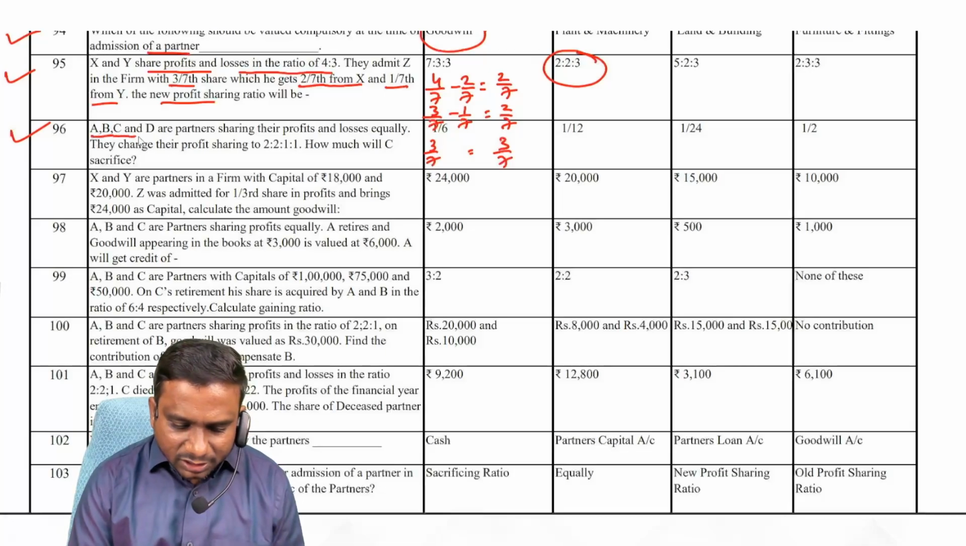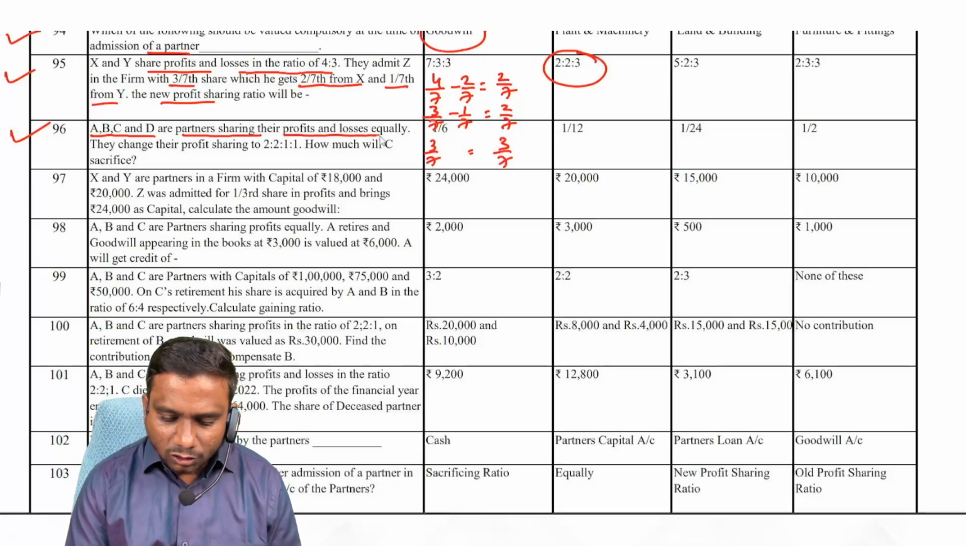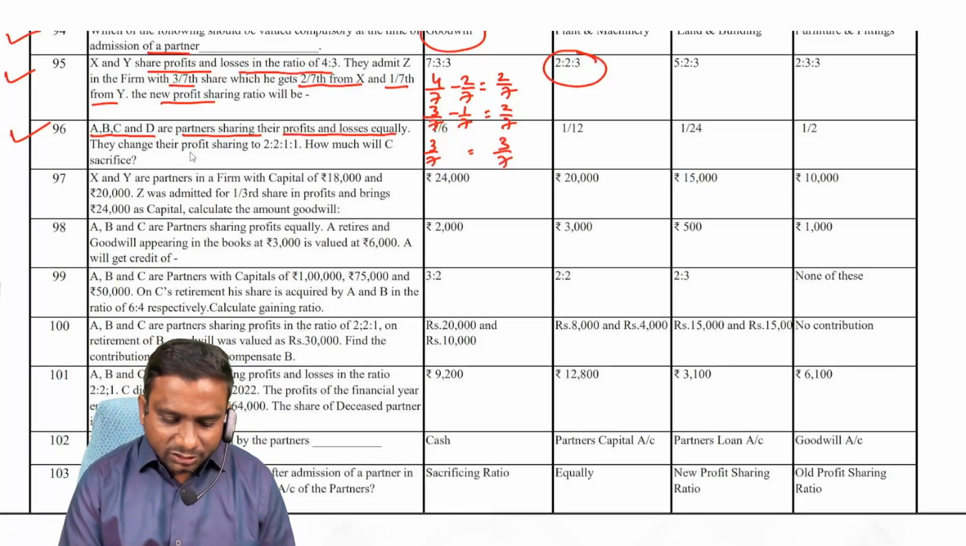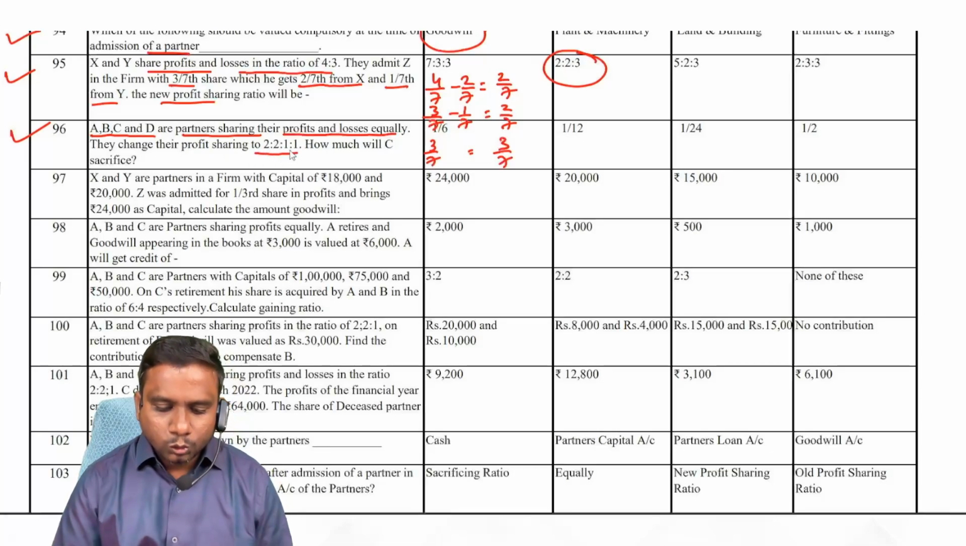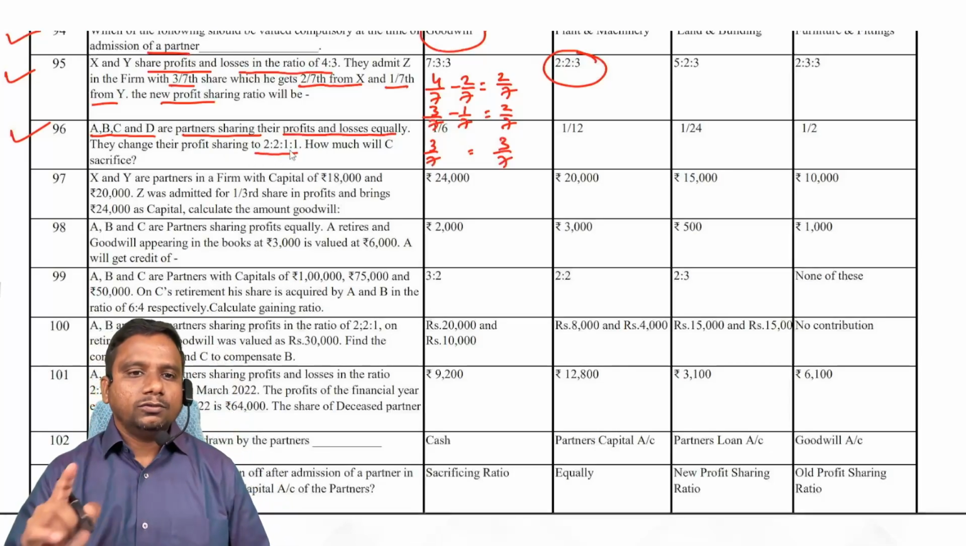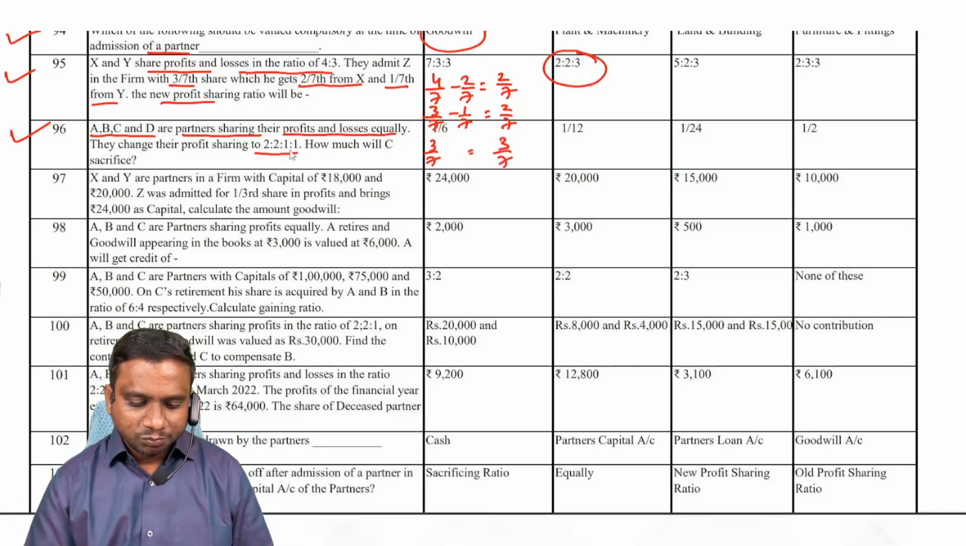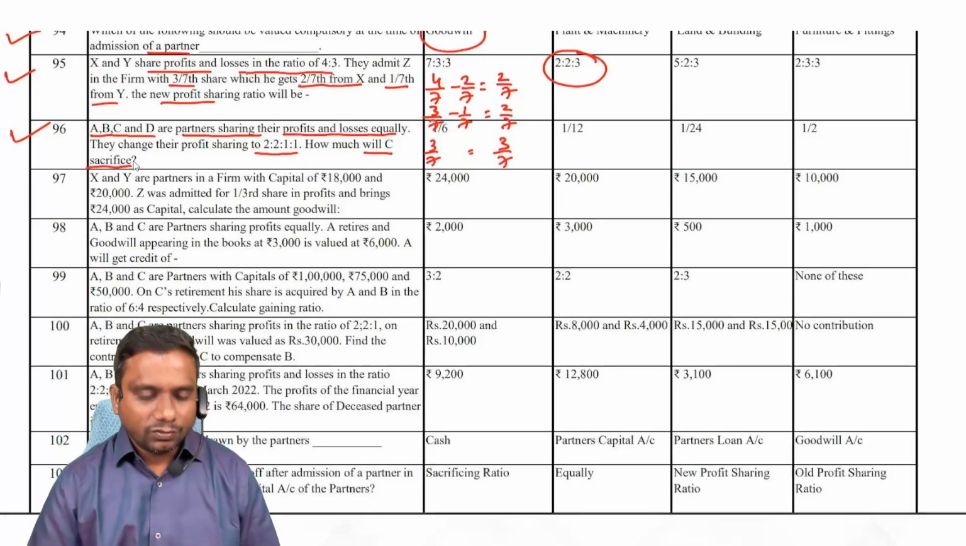96. A, B, C, and D are partners sharing their profits and losses equally. They change their profit sharing ratio to 2 to 1 to 1. Either 1 1 1 1, now new 2 to 1 1. How much will C sacrifice?